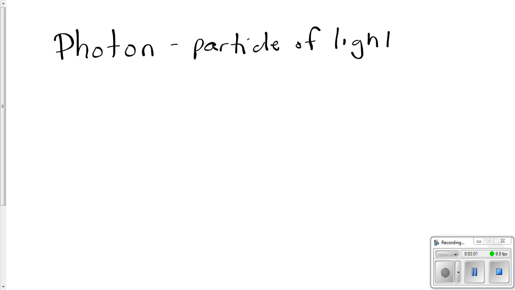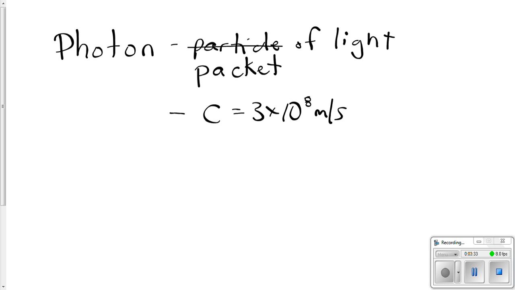The particle of light is called a photon. Now, I shouldn't, I guess, say particle. A photon is more like a packet. It's not really a particle of light. Particle indicates that it's got some mass and some volume. In reality, a photon is just a packet of energy. It's just a moving energy, basically. It has no mass, has no volume. It has a set speed. You know what the speed is? The speed of light. Any photon is going to move at that speed.